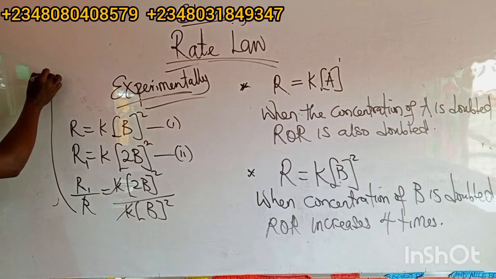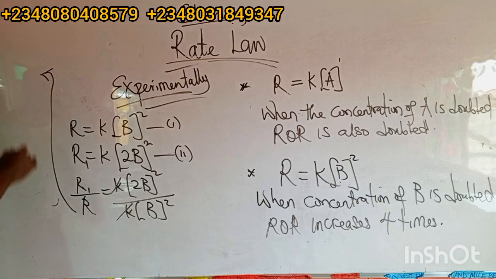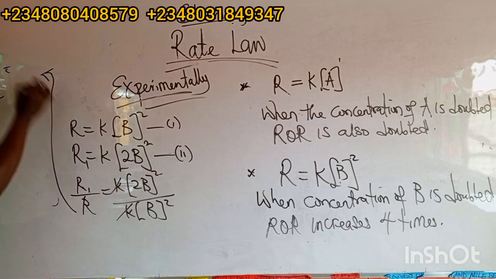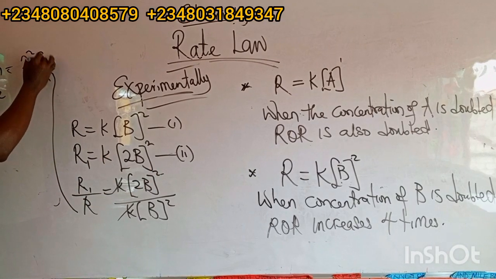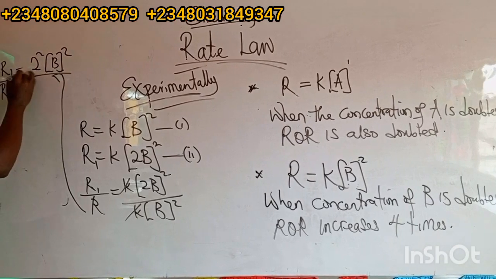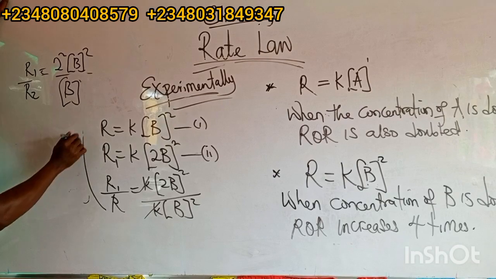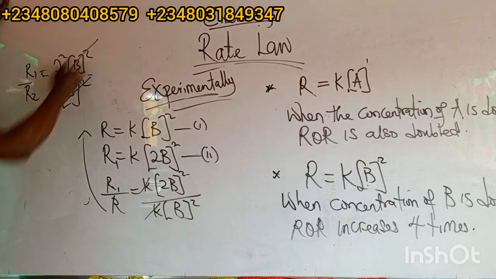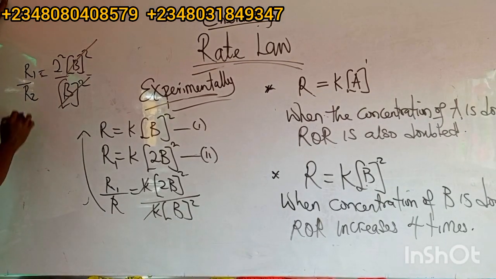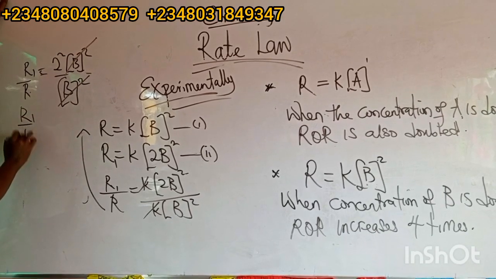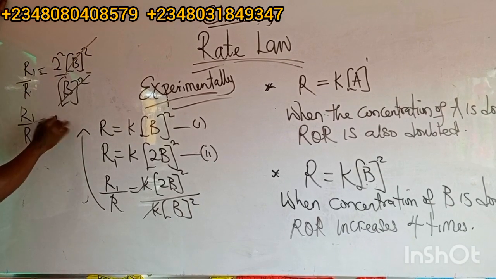Let me write it here. You have R1 over R equal to what will you have here? If we expand this bracket, you have 2 raised to power 2, B raised to power 2, over B raised to power 2. B squared cancels B squared. You have R1 over R equal to, this one will give you 4.